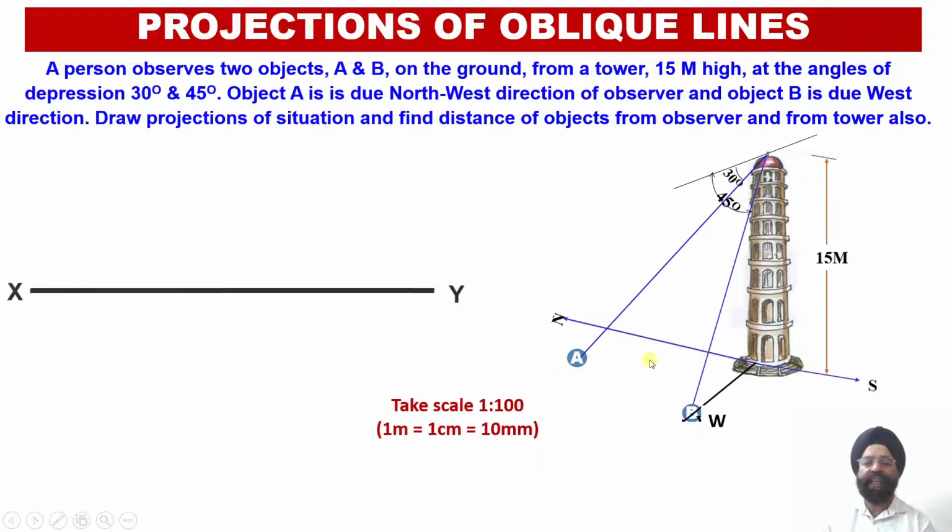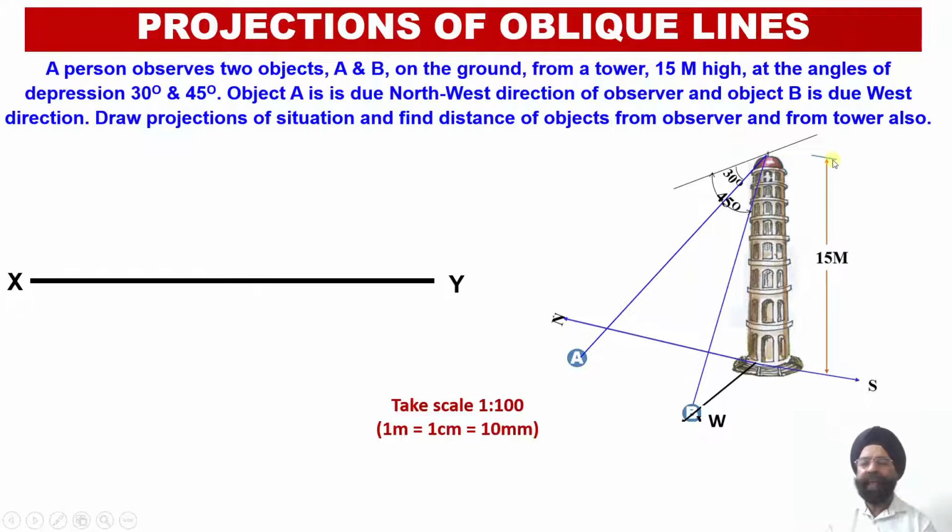Here we have the XY reference line. The height of the tower is 15 meters. Corresponding to this height, using a scale of 1:100, we have to draw a projector line which decides the height of the tower. So this distance from the ground should be equal to 150 millimeters. Now let us say we have represented the tower like this.